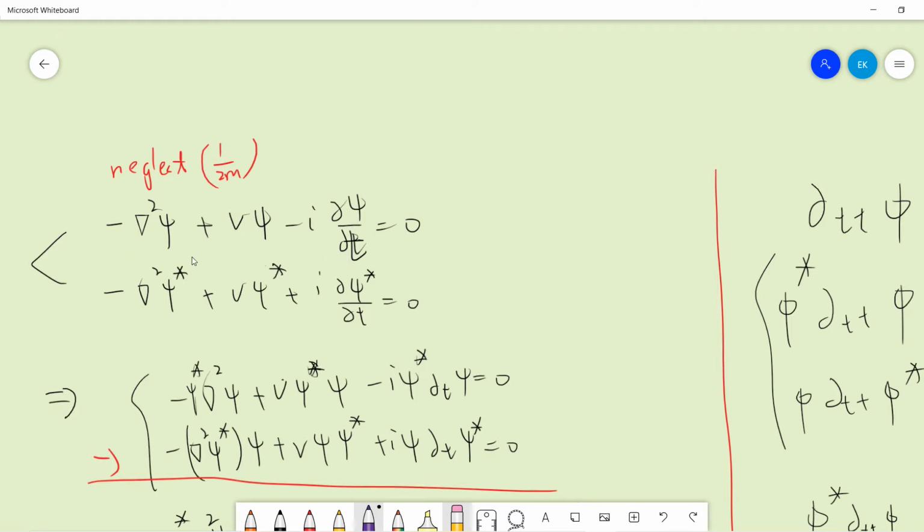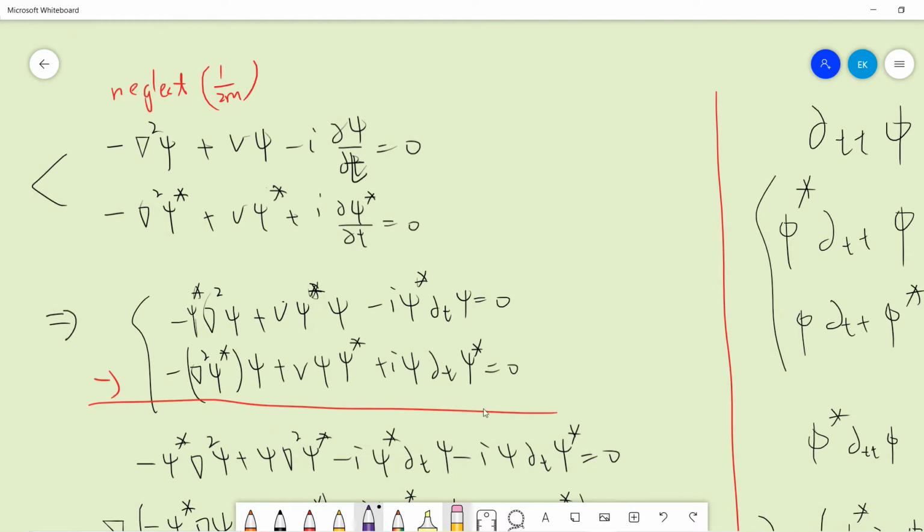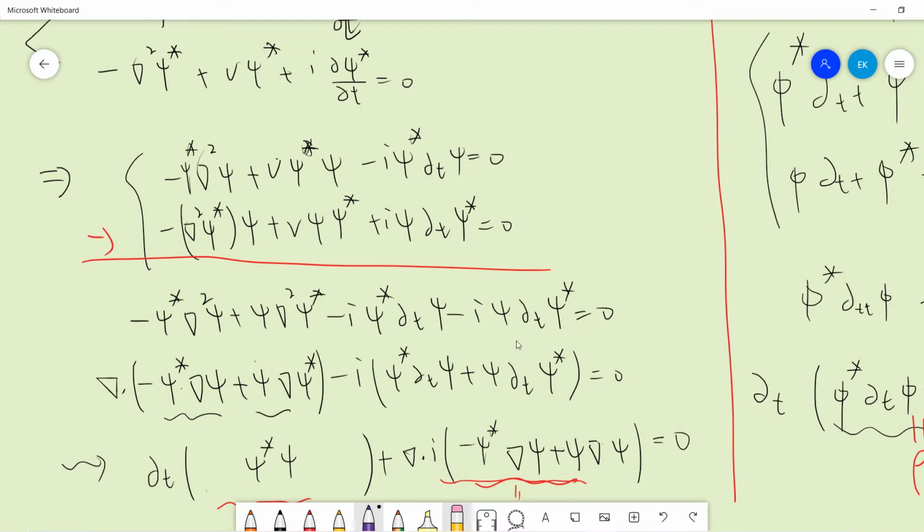And then you can take the complex conjugate, so you get this term, this term. Remember that the minus i becomes i. And then you multiply psi star to the first equation, and psi to the second equation. So you see the first two terms, I mean the V psi star psi term, is the same. So you can use this line minus this line. So you get this. There are 4 terms.